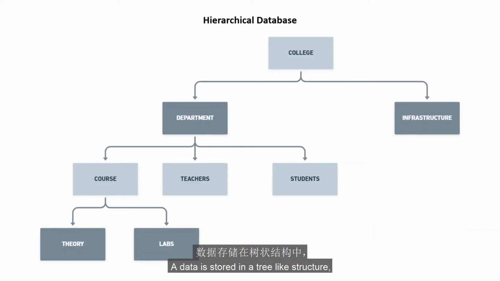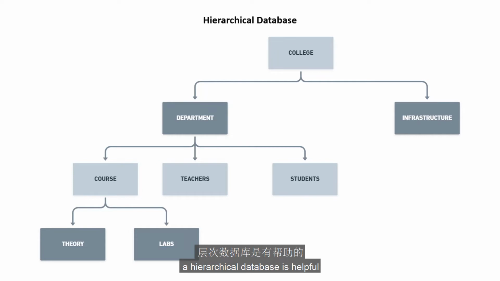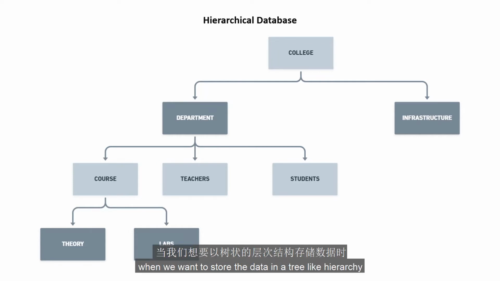Hierarchical database. The data is stored in a tree-like structure, which means the relationship between the data is one-to-many, so the parent node may have one or more than one child node. A hierarchical database is helpful when we want to store the data in a tree-like hierarchy.